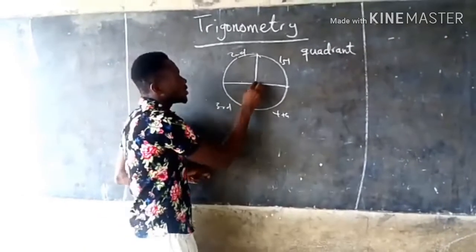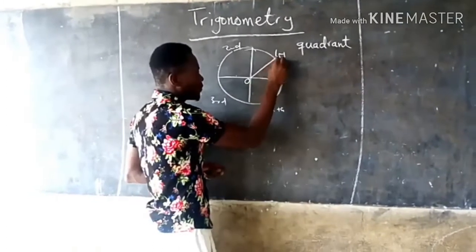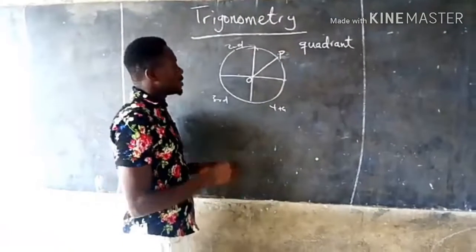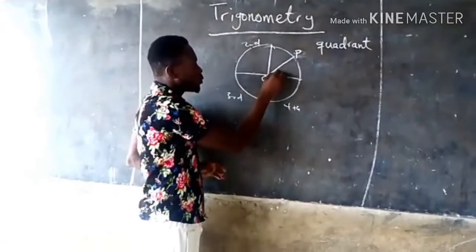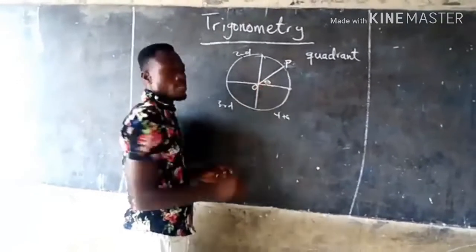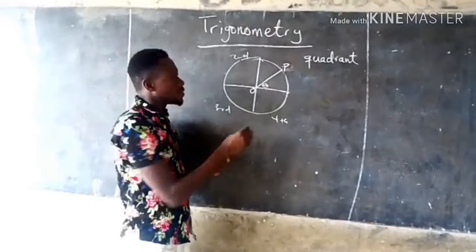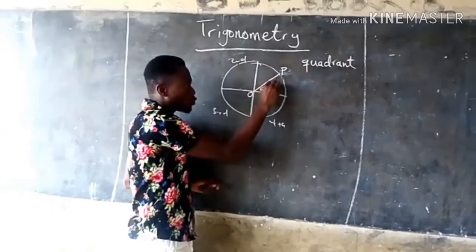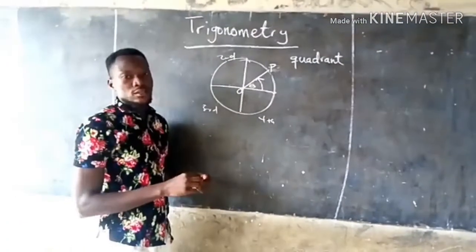Now let's consider this as vector OP. Then the angle that the vector makes with the x-axis is represented by theta. Don't forget this, I told you angles are measured from the positive x-axis in the anti-clockwise direction. So this should be the direction when measuring the angle.